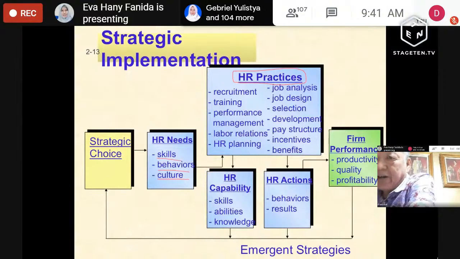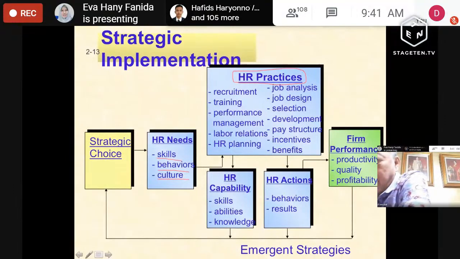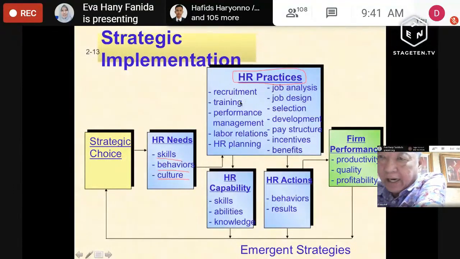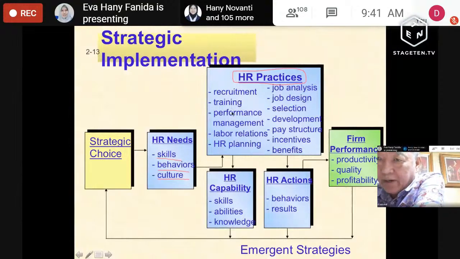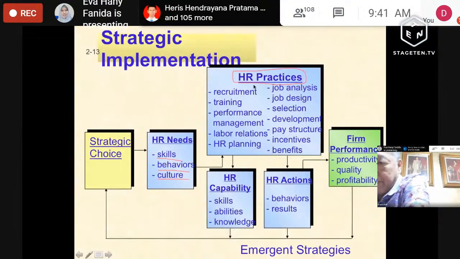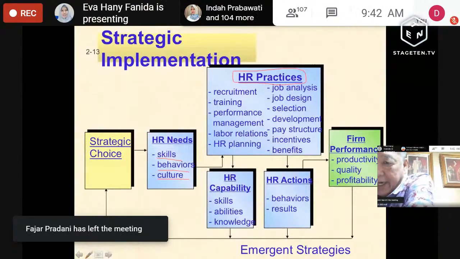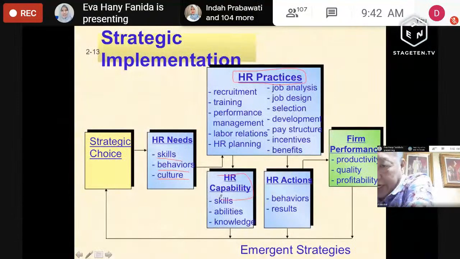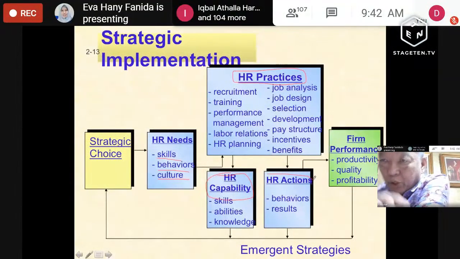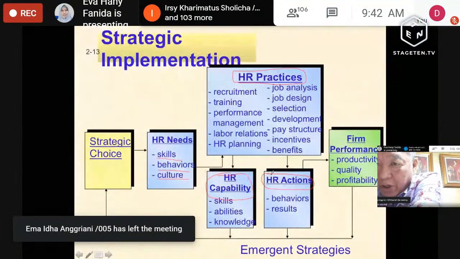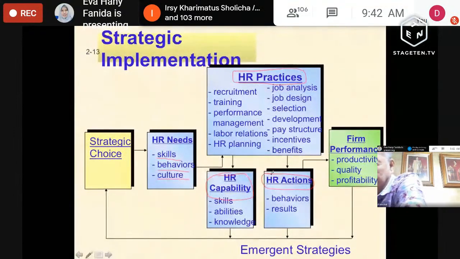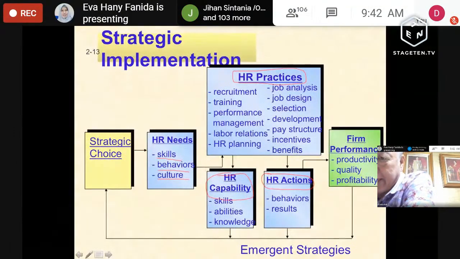And then after that, you can see the head of the arrow pointing down to HR capability and HR action. You can see HR capability and HR action. After you utilize or employ HR practice, you will get two things. The first thing is HR capability. The second thing is HR action.